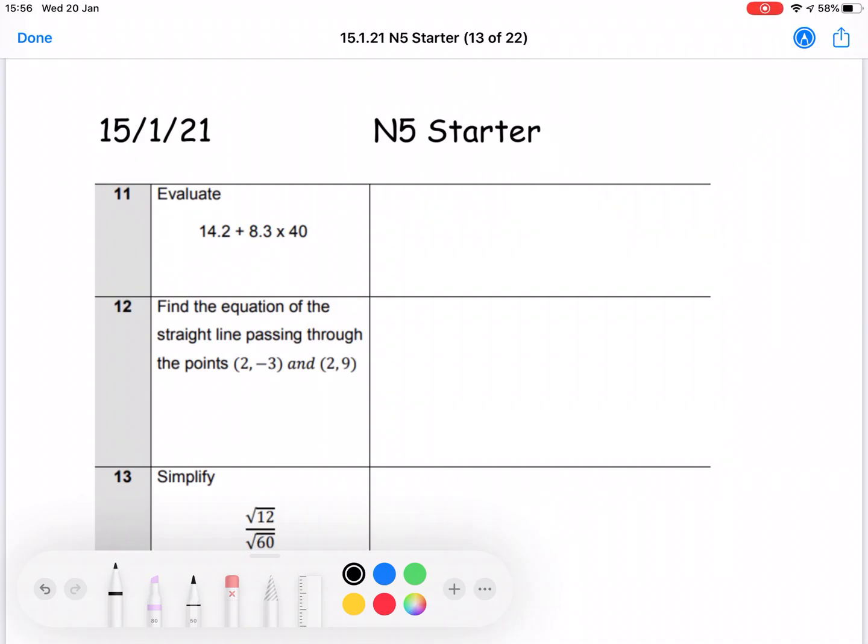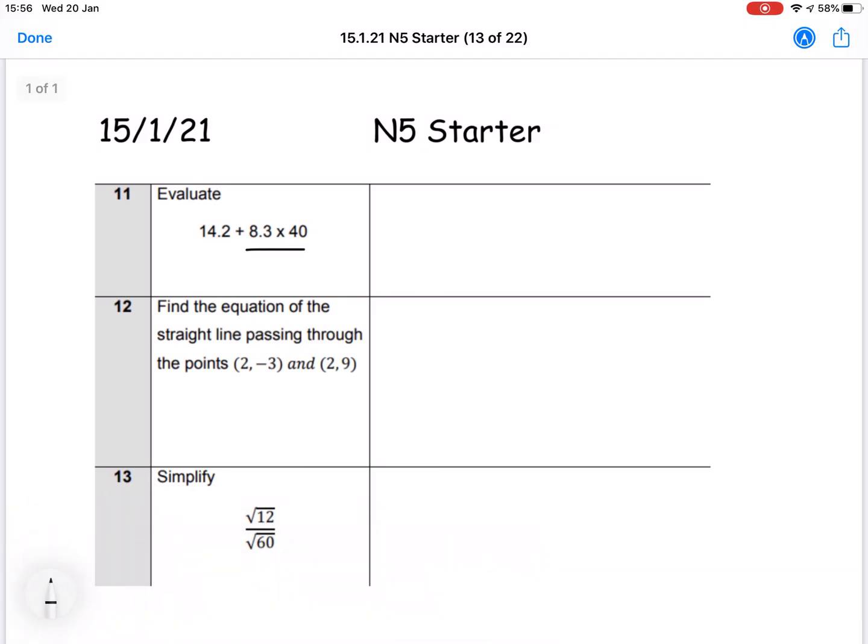Here are the answers to these three revision questions. Question 11, we have evaluate 14.2 plus 8.3 times 40. So we need to think of BODMAS here. What would be the first step to do? And that would actually be the multiply. So we always do the multiply before we do the add.